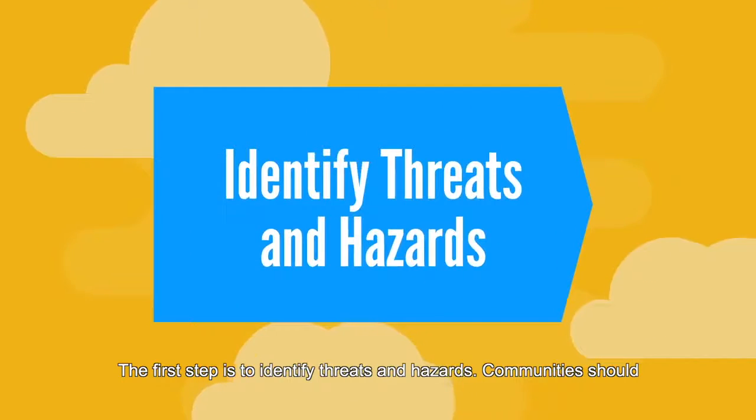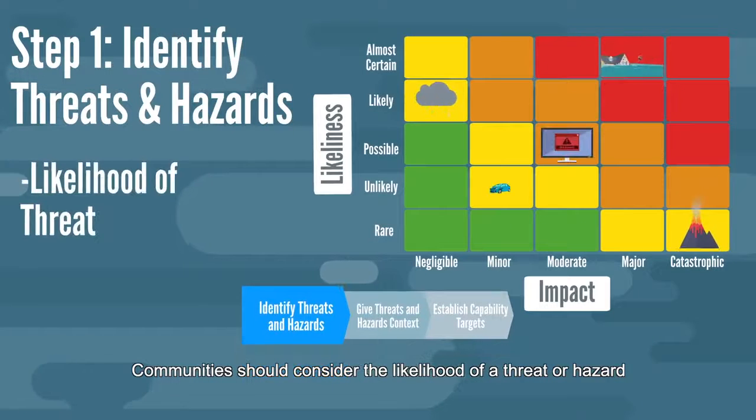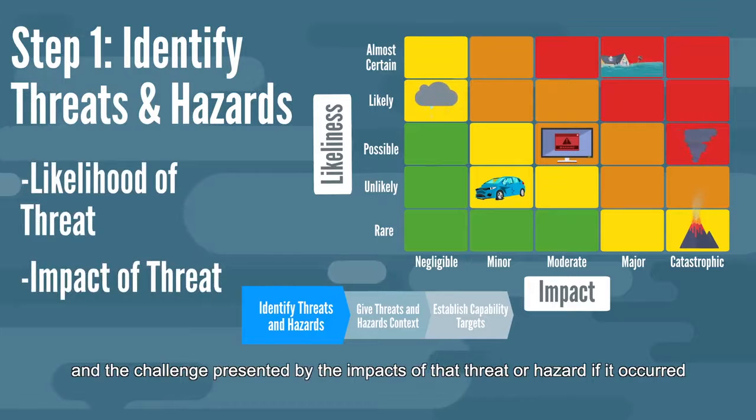The first step is to identify threats and hazards. Communities should consider the likelihood of a threat or hazard and the challenge presented by the impacts of that threat or hazard if it occurred.